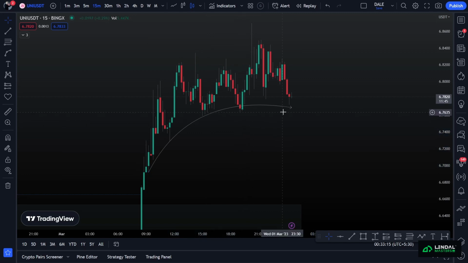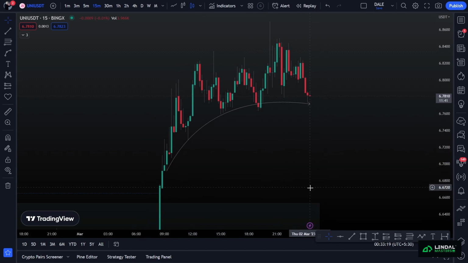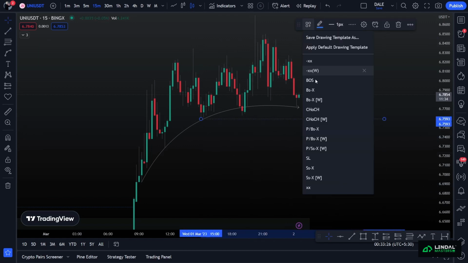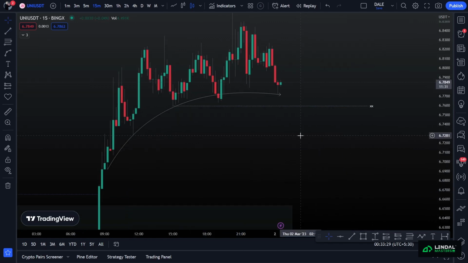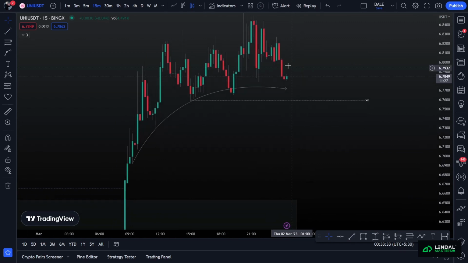And it has given a fake out here. So I'm gonna mark this area over here as my first liquidity area. And so imagine if I'm gonna enter short, I need to make sure the price comes below this.